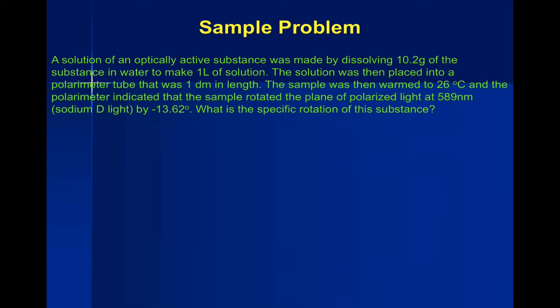And by the way, 589 is known as the sodium D light, the D-line, which is typically the wavelength of light we use in these experiments.